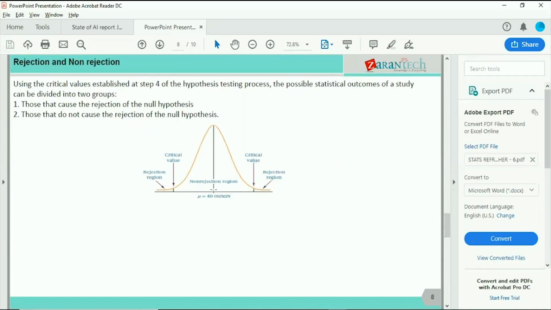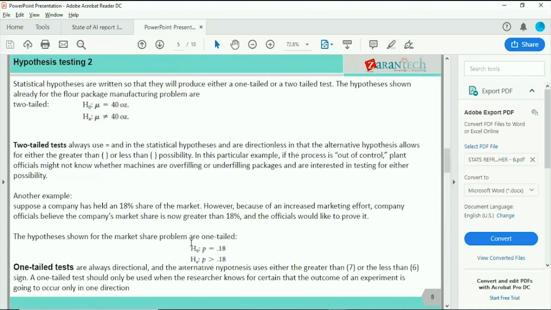A single tail test means I look at only one direction of the tail, either this or this. A two tail test means I look at both the tails of the graph. Just have it in mind, we'll get more clarity later. So we'll produce either a one tail or two tail test. The hypotheses shown already for the flour package manufacturing problem are two tailed.